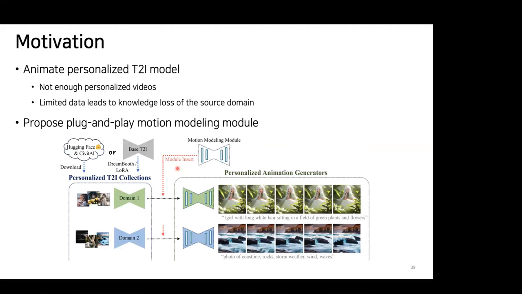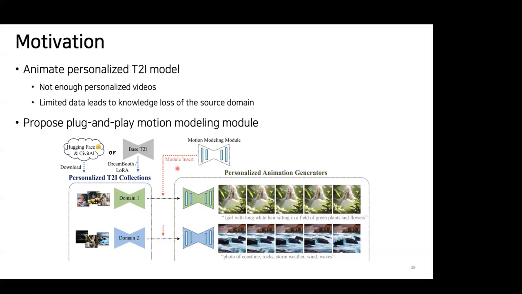So let's move on to the last topic, AnimateDiff. And this is a totally different topic from the previous one. In this work, they want to animate a personalized text to image model, and so they want to make a personalized text to video model. But it's challenging to collect personalized videos. And even though we have those videos, this kind of limited data leads to knowledge loss of the source domain.